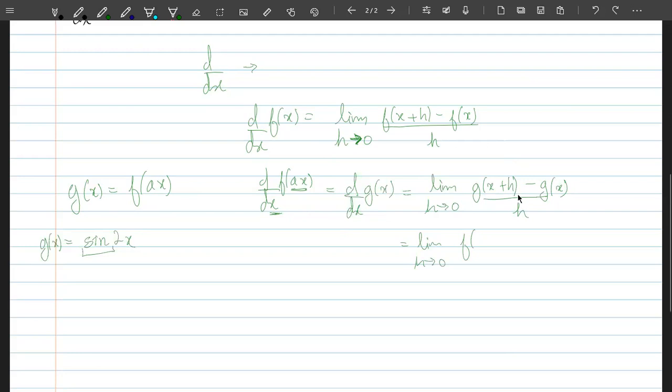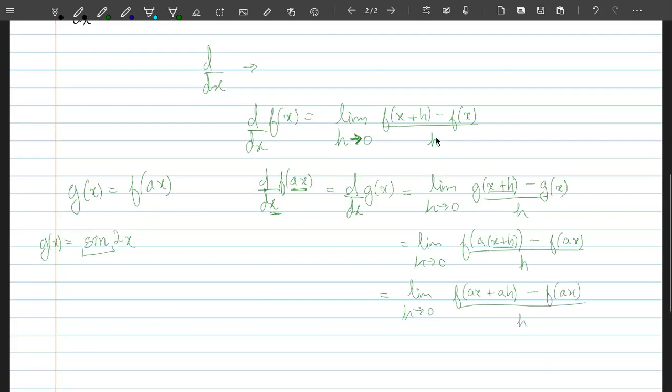So what is g of x plus h? It is f of ax, rather f of a times x plus h. That's important. A times x plus h, not simply ax plus h, a times x plus h. Whatever is here, that needs to be multiplied by a. And of course, this is f of ax. You have this divided by h. So we get limit h approaches 0 of f of ax plus ah minus f of ax by h.